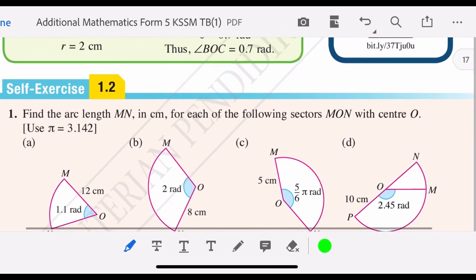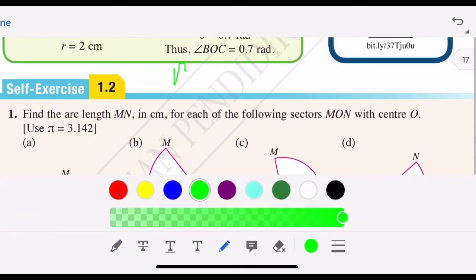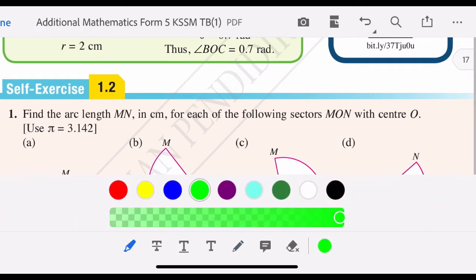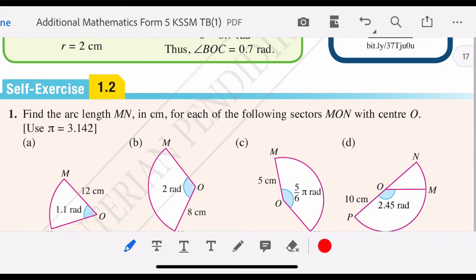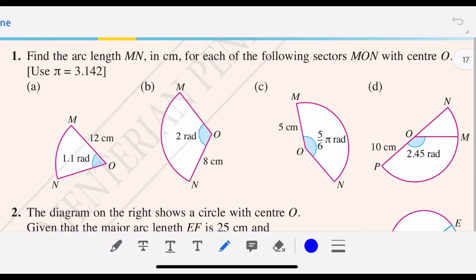Please do this exercise in your book A, and please make sure you write the index number. This one you must do in the book A. Alright, so I'm going to discuss a few questions, the rest you do on your own. So let's see number one. Find the arc length MN in centimeter for each of the following sector MON with the center O.